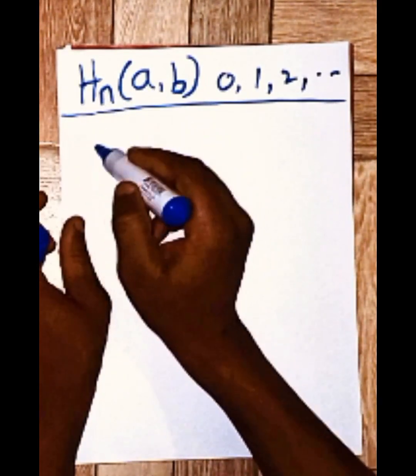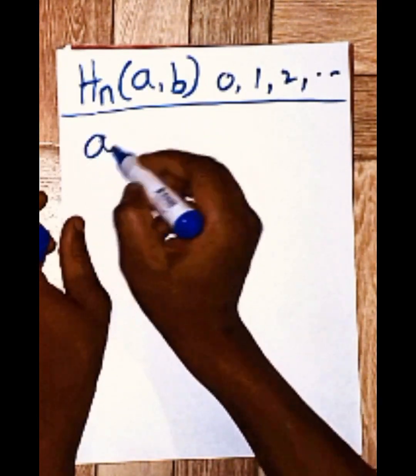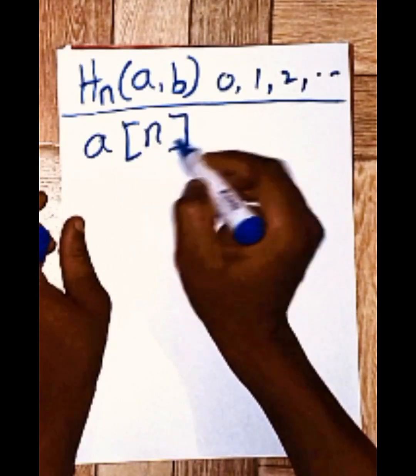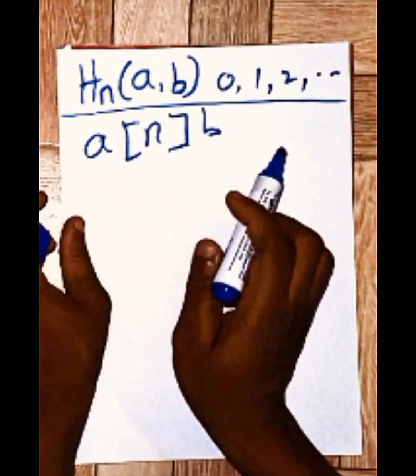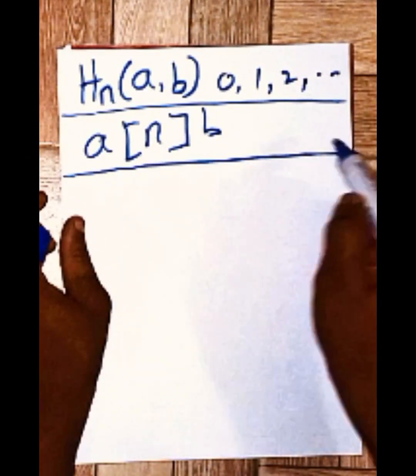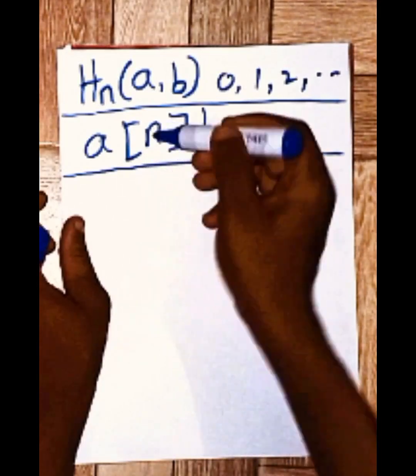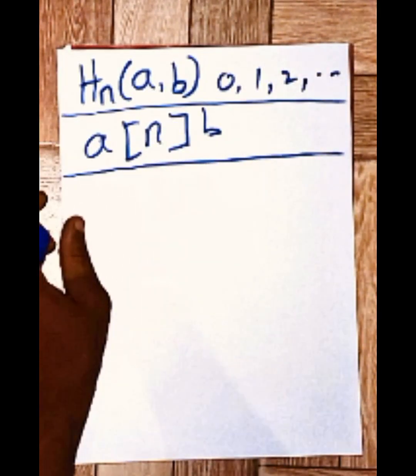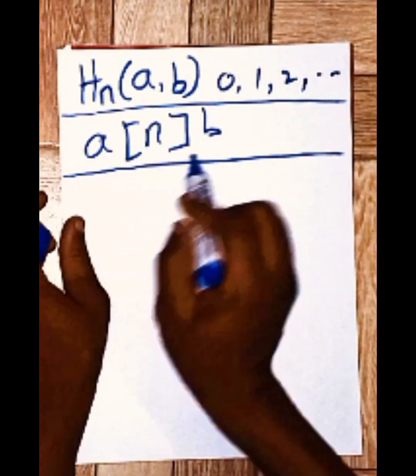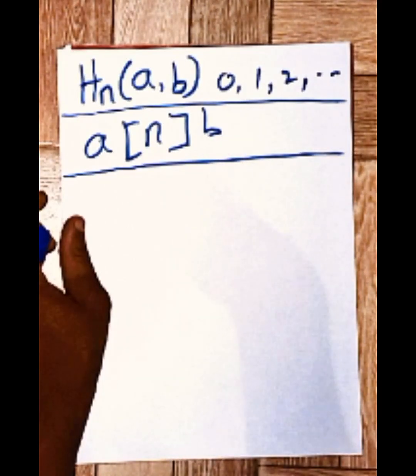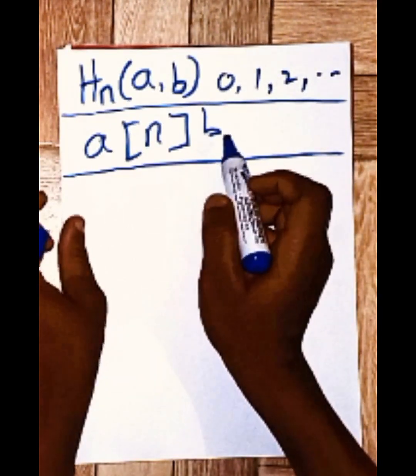The square bracket notation is A square bracket n B. Okay, this is the square bracket notation. n still represents the level of the operation, while A and B represent the base and the number of operations that are taking place respectively.